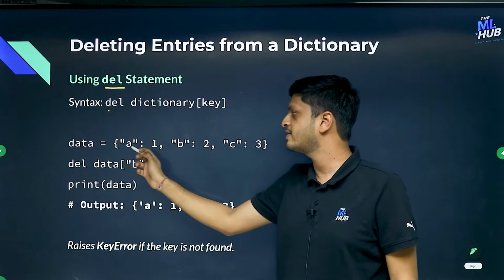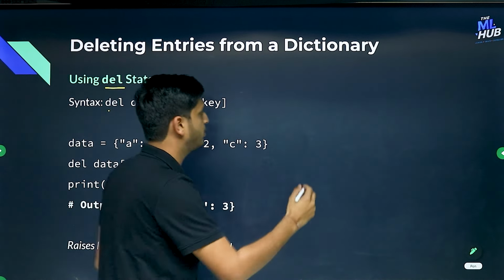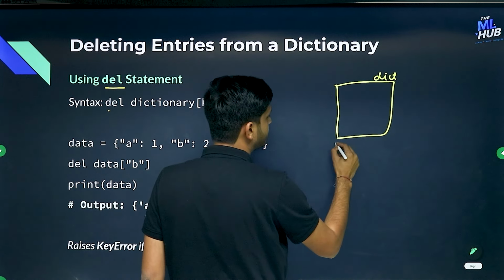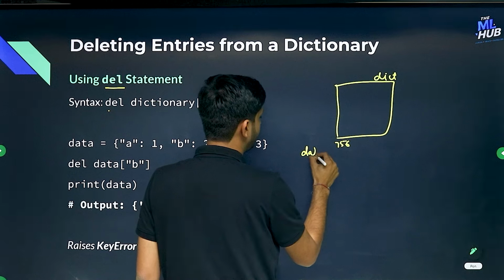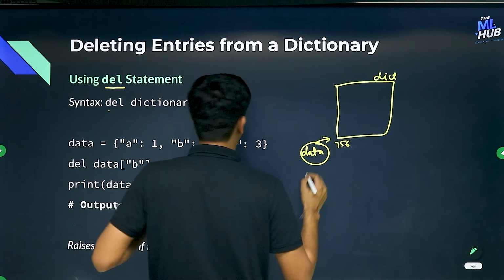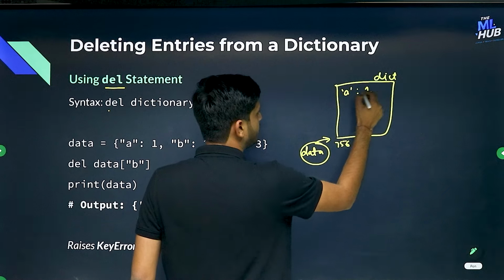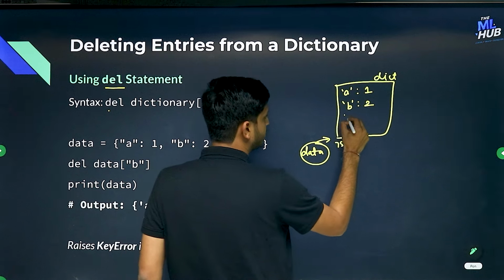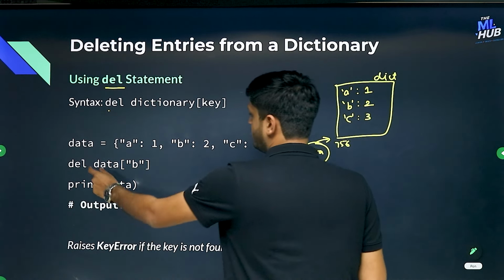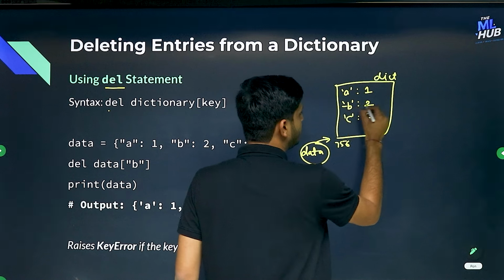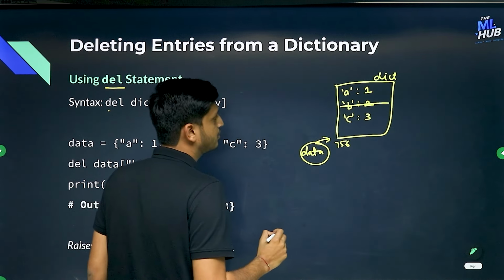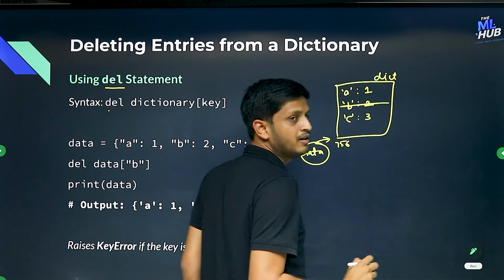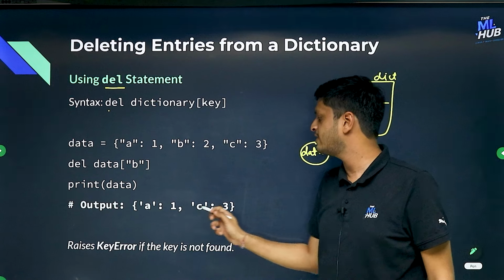Let's say you have a dictionary data equal to A1, B2 and C3. In memory, let's say it is a dictionary at memory location 756 and the data variable is pointing here. Here you have A1, where the key is string A and the value is 1, then B2, and then C3. If you do del data of B, this entry will be deleted from the dictionary, the entire key value pair. Now when you print data, A1 and C3 will be printed.